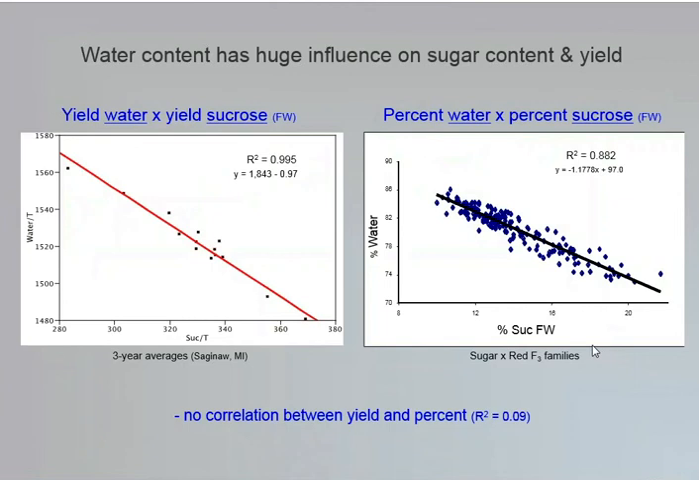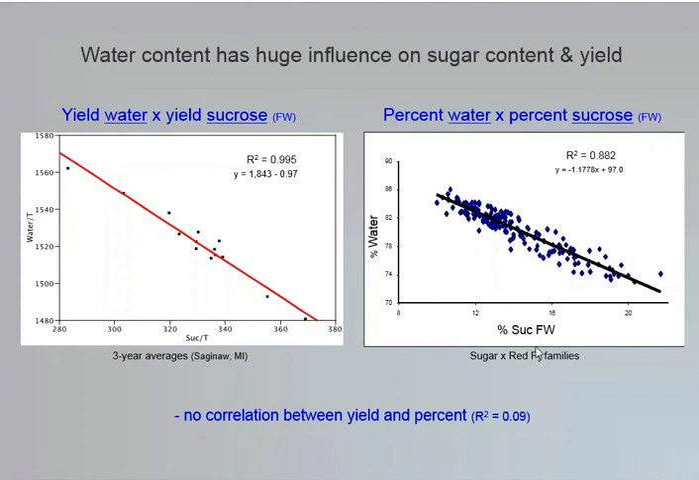And just to reinforce that water content has a huge influence on sugar content and yield. So here's a plot of the yield of water versus the yield of sucrose. And you can see that it's got a very, very high correlation. And these are 3-year averages. And the percent of water and the percent of sucrose expressed as fresh weight also has a very high correlation.